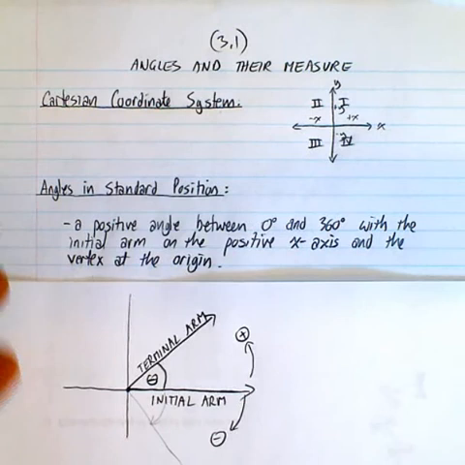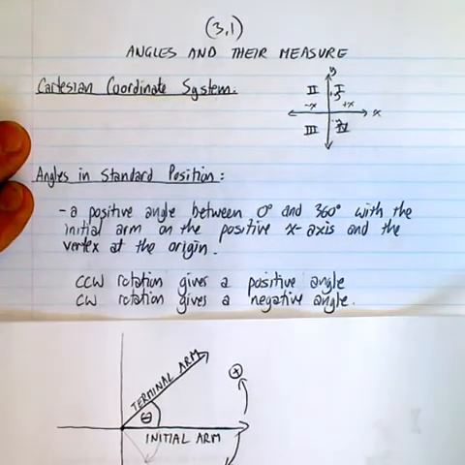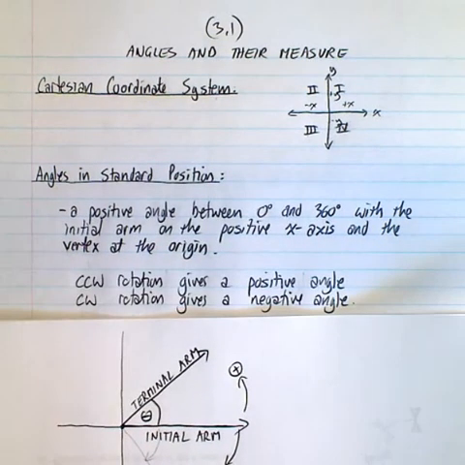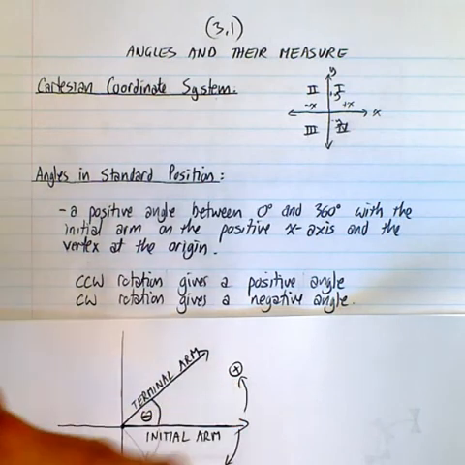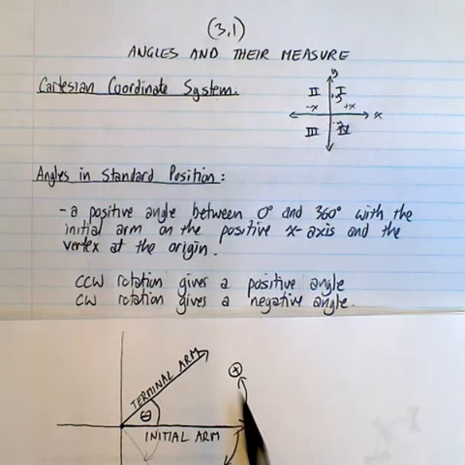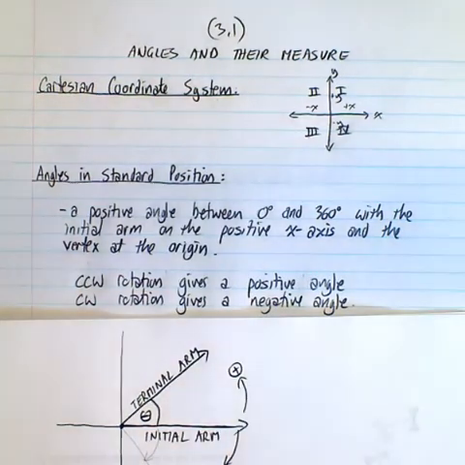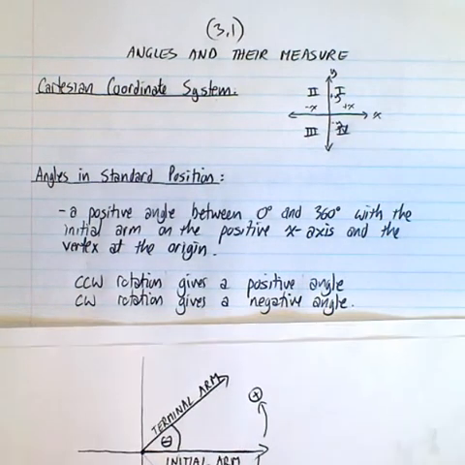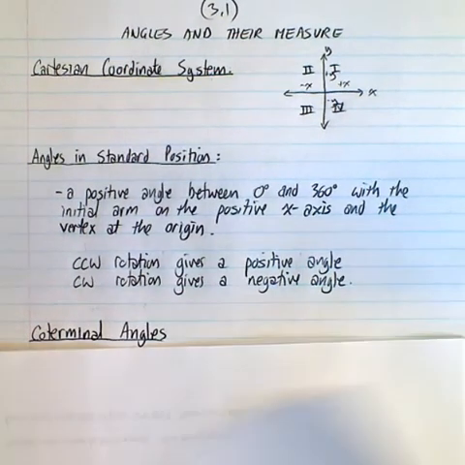So now we're going to look at clockwise rotation. Okay, it gives a negative angle. Counterclockwise is positive and clockwise is negative. Okay, so coterminal angles.